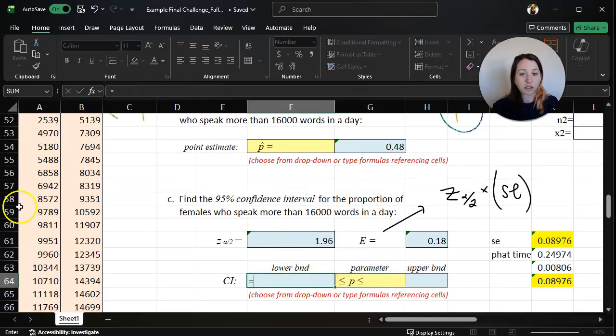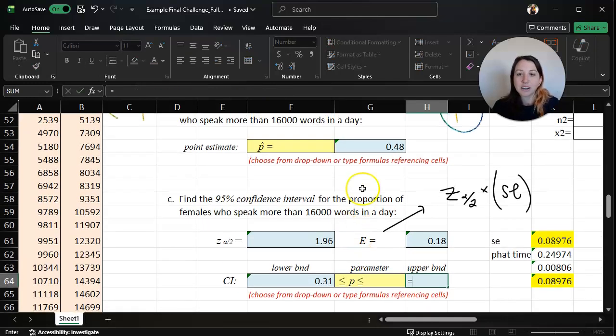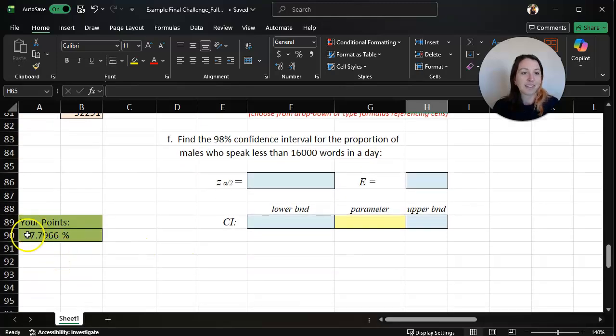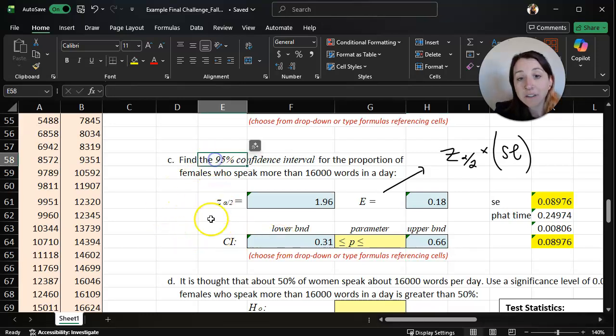Now with confidence intervals, our lower bound is our point estimate, so you can click on that cell. Again, don't type that. It won't calculate it accurately. It will be rounding things. So the point estimate minus our margin of error will find our lower bound for our confidence interval. Let's go check. Nice. And then we can take our point estimate and add our margin of error, and that will find our upper bound for this confidence interval. Ta-da!